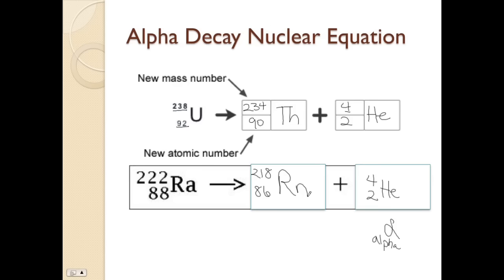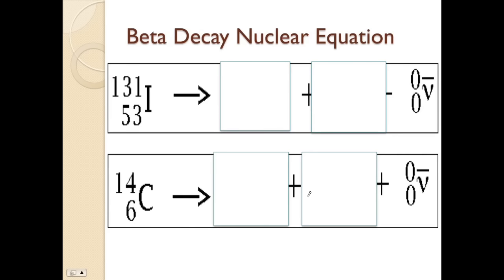So let's try something a little bit different. Over here, we've got beta decay. If you think back, we were talking about beta particles. Beta particles were like electrons. So our symbol was just an E, and we said that the mass number is 0. They don't have enough mass to worry about.